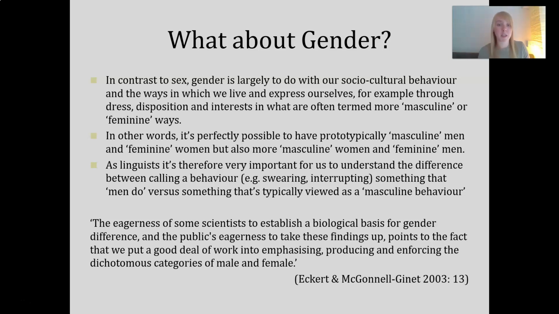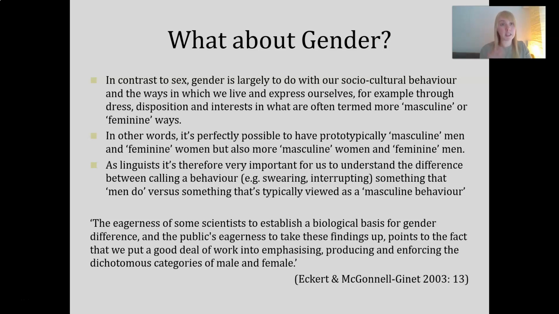And I think Eckert and McGonigal have a really great thing to contribute to this. They say the eagerness of some scientists to establish a biological basis for gender difference and the public's eagerness to take these findings up points to the fact that we put a good deal of work into emphasising, producing and enforcing the dichotomous categories of male and female.